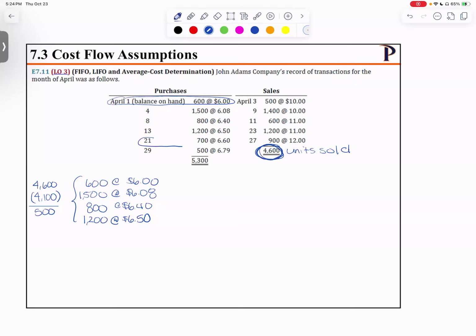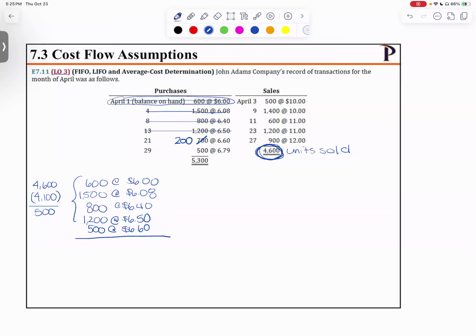So if we look at our next purchase here on the 21st, we can see that we purchased 700. So we don't need this full 700. We only need 500 units from this purchase. So we'll take 500 at $6.60. And so we've used up this purchase, this purchase, this purchase, and this purchase here. And then of this purchase on the 21st, we took out 500 units. So we have a remaining 200 units in this purchase.